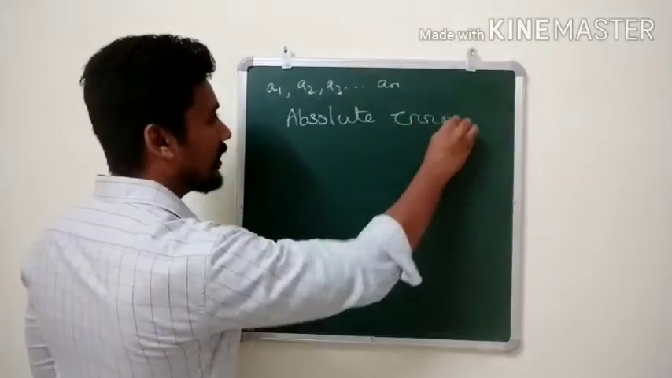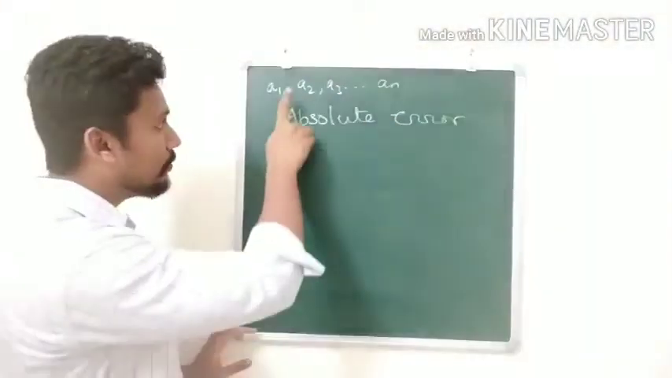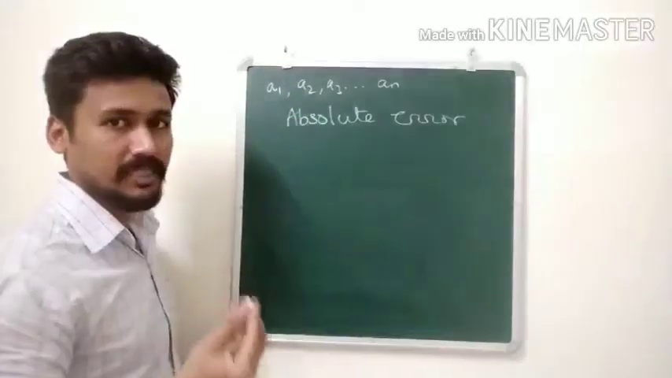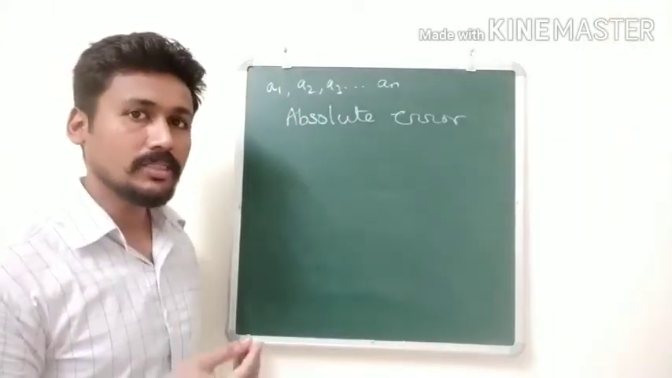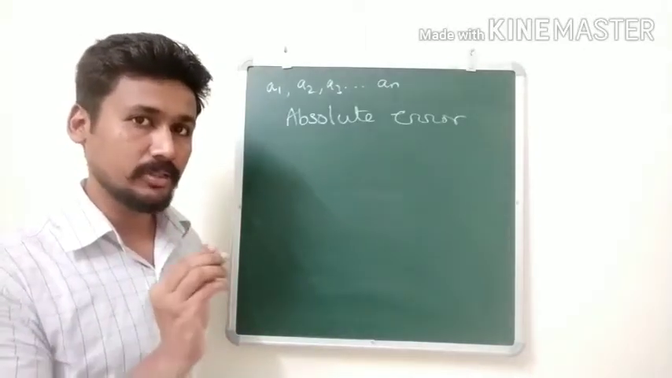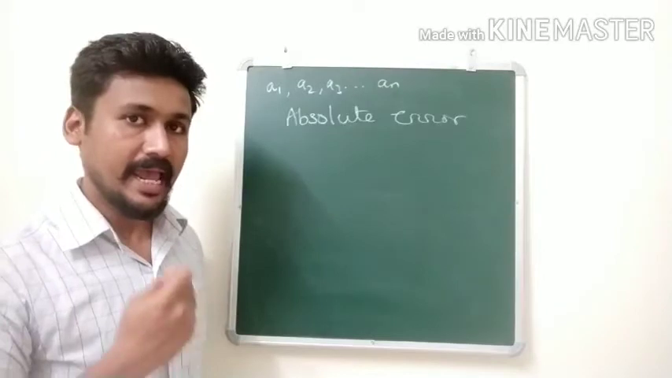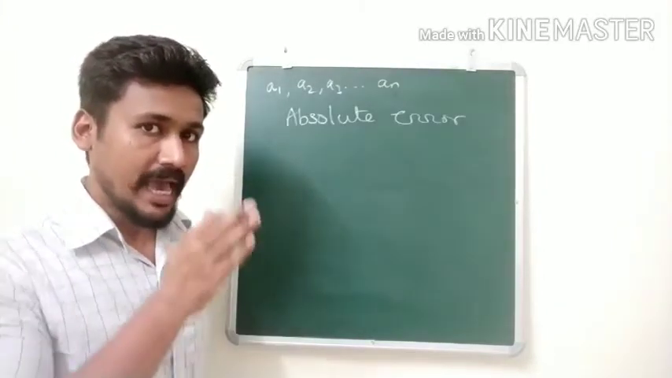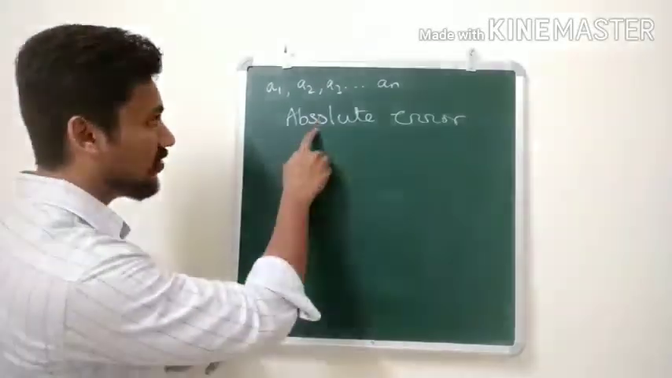Absolute error is the difference between the mean value and the measured value. Why do we have something called the absolute error? Because no matter how well we have taken our reading, there is bound to be some error. So we want to find out what that error is. And we assume that the mean value is very close to the actual value of that measurement. So we will find the absolute error.